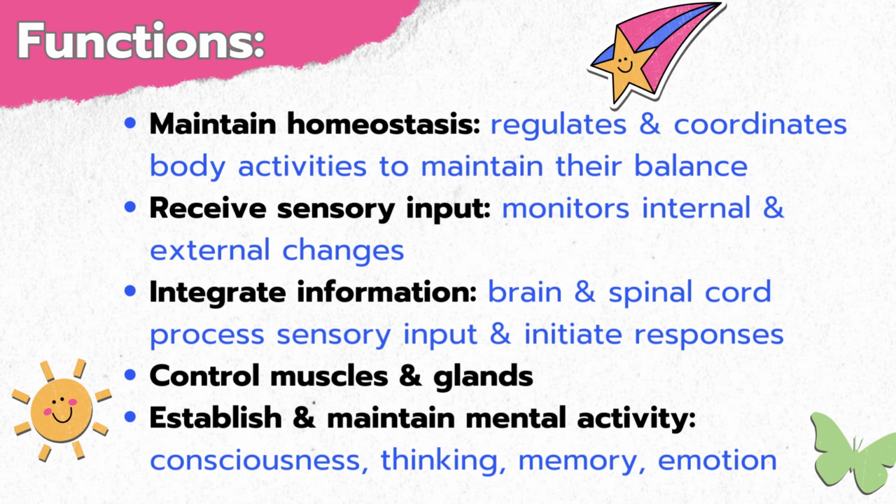The nervous system receives sensory input by monitoring the internal and external environments. It integrates information in the spinal cord and brain. This means it processes sensory input and then initiates body responses to that input. It also controls muscles and glands. And the nervous system establishes and maintains mental activities like consciousness, thinking, memory, and emotions.